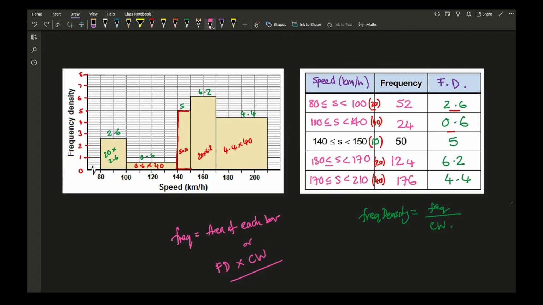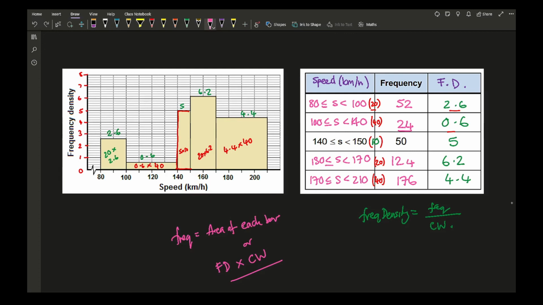And again, looking at my scale, it's worth double checking to make sure, does it seem right? Well, the biggest area is the last bar, and that gives me the highest frequency, and the bar with the least area is probably 100 to 140, and you can see that that's got the lowest frequency as well. So it's all looking good.